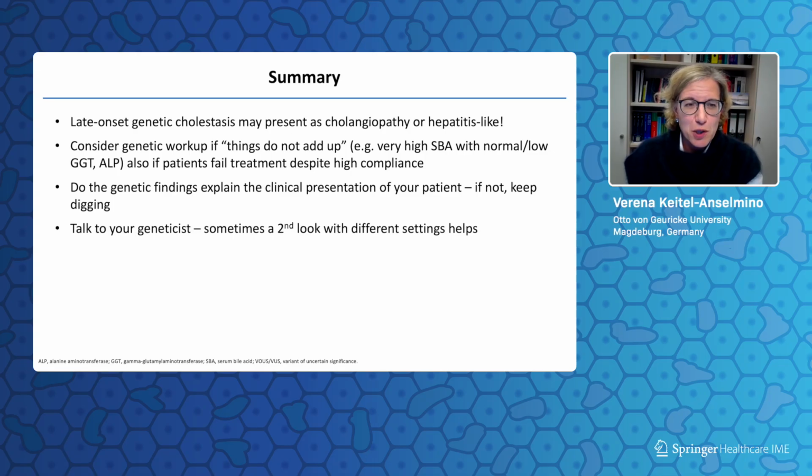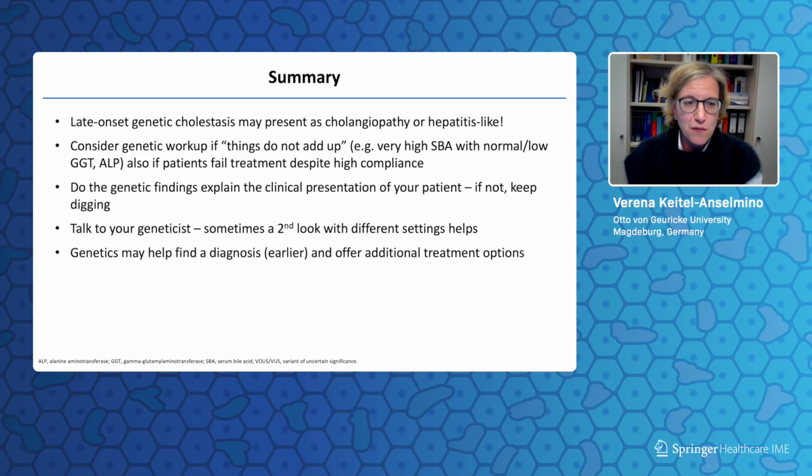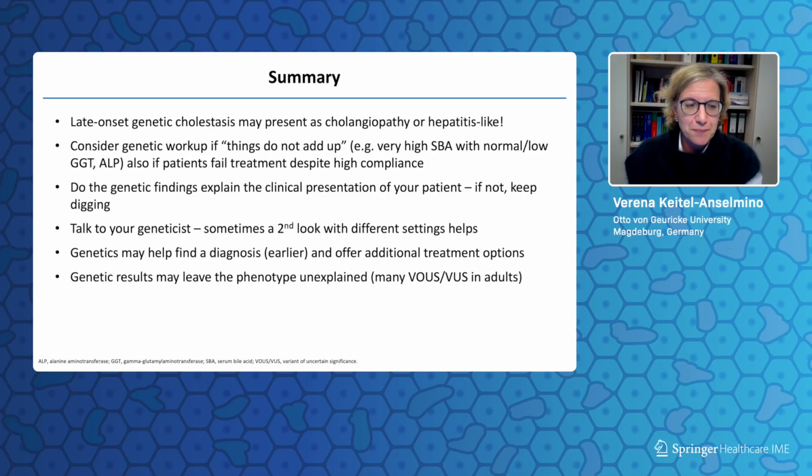And Silvia will show a case that illustrates that you should always talk to your geneticist. A second look might help. And as you might have heard, there are more genes coming, so it might make sense to also look at the genetics again 12 months later if you didn't find anything. The genetics may help you find a diagnosis earlier, and they may also offer you additional treatment options.